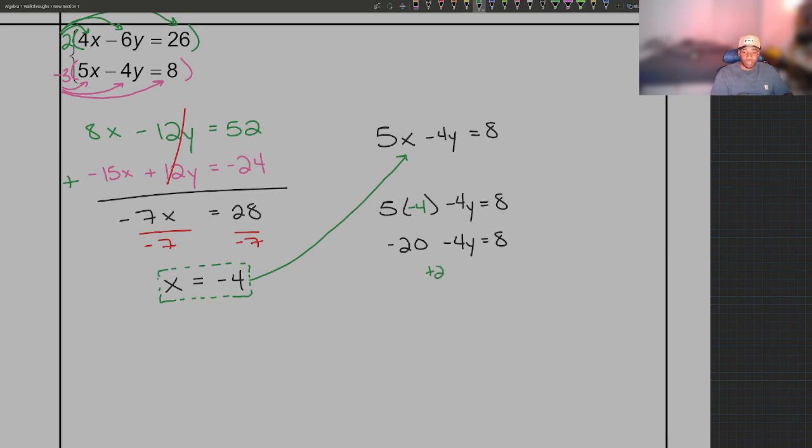Now we're just going to add 20 to both sides. We end up with 28. And we're going to finish off with our division of -4 on both sides. That's going to end us with y equals -7. All right. So now we have our solution for these lines. They both cross at that point -4, -7 on the graph.